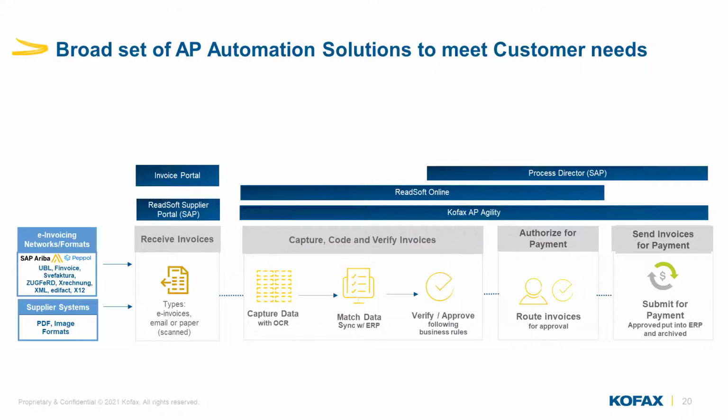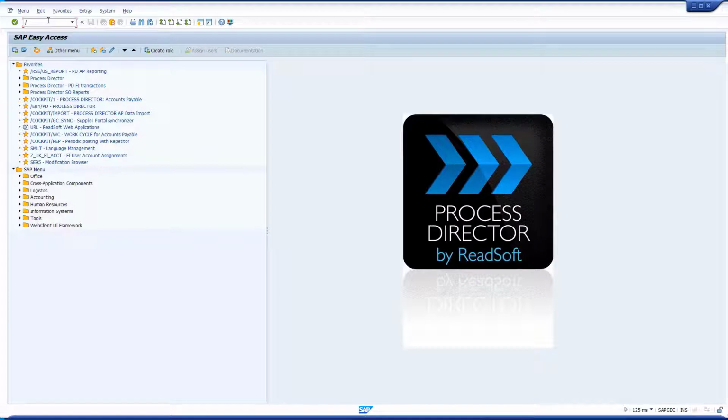So we've just seen how Kofax Accounts Payable Agility is capable of processing incoming invoices, and specifically Saudi Arabian e-invoices. For further processing, we now have the choice to either do it with AP Agility, Accounts Payable Agility, or we can use platform-specific solutions like in this case, SAP, where we're going to be using Kofax Process Director. So let me show you what happened in SAP.